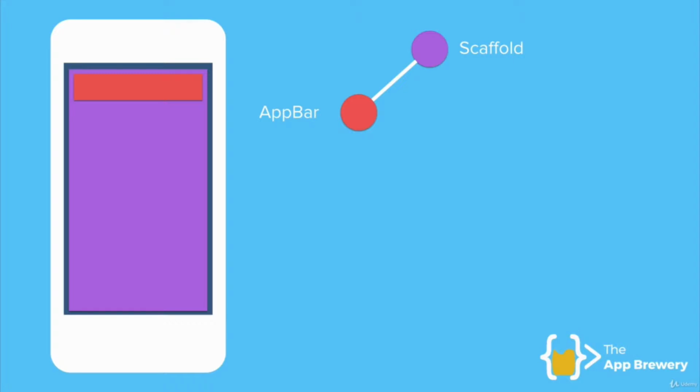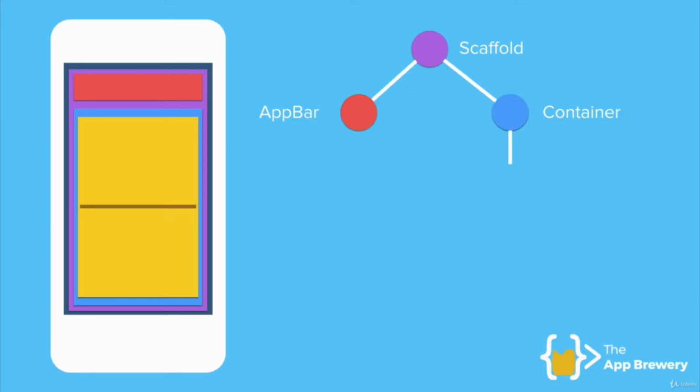Now, the other thing I'm going to put into my scaffold is a container. And this container is just a box, and it's going to contain the content of my app. Now, the container is going to have a column. So this is a column. And so now we can put widgets inside the column that stack vertically.